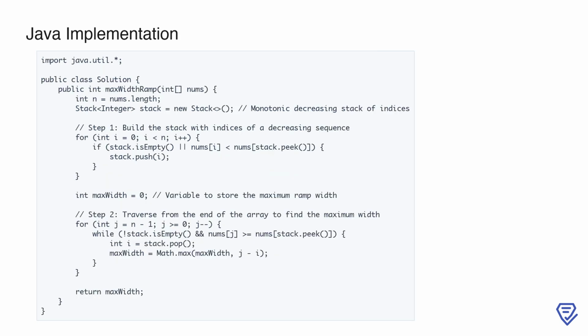This is the Java implementation of LeetCode problem number 962, Maximum Width Ramp. The logic mirrors the Python implementation, utilizing a monotonic stack to track indices of a decreasing sequence. The algorithm builds the stack in one pass and calculates the maximum width in a second pass, iterating backward through the array. Key differences include the use of Java's Stack class instead of Python lists and explicit type declarations. This ensures a direct and efficient solution with O(n) time complexity.